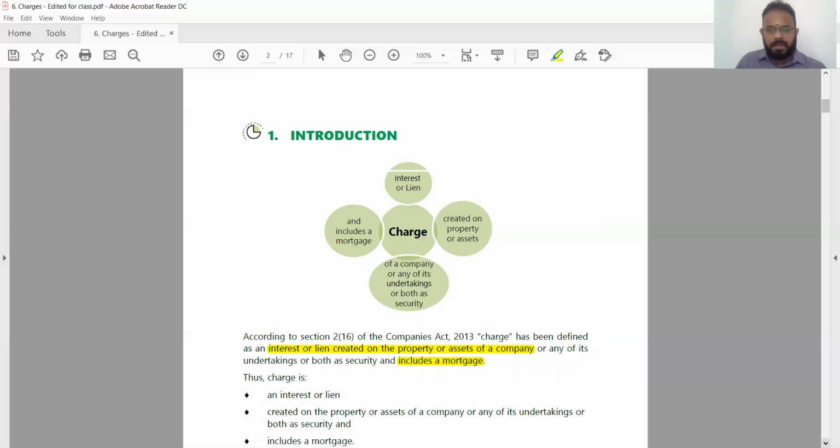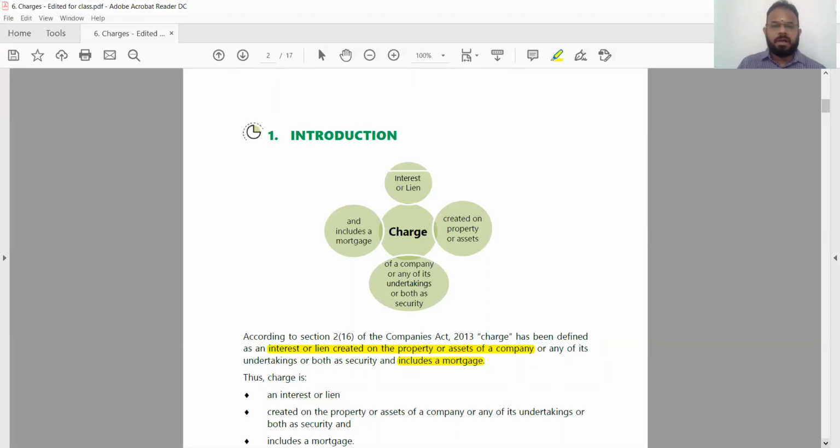Property or assets of the company or any of its undertakings with the security, and it includes a mortgage. Mortgage, we always say, is for immovable property. In the word mortgage, there are two things you need to cover. When it is movable property, it will connect with your Sale of Goods Act 1930. When it is immovable property, you will have to go to the Transfer of Property Act 1882. Based on the property, there are two different acts to be covered. I'll again repeat: for movable property, in foundation law you would have studied the Sale of Goods Act 1930. For immovable property, you should connect the Transfer of Property Act 1882.